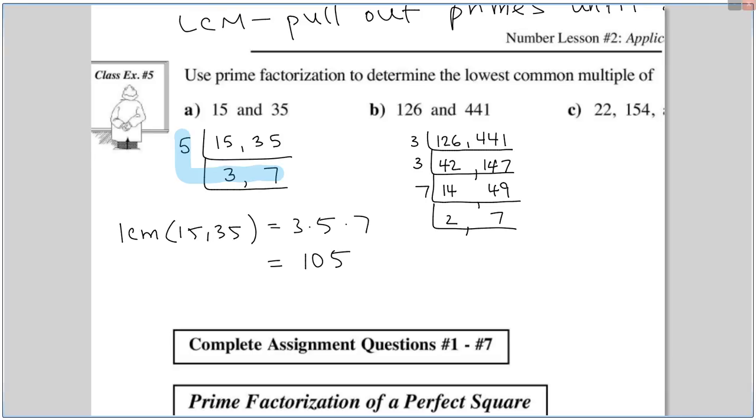Now you make the LCM. So the LCM of 126 and 441 would equal 2 times 3 squared times 7 squared. Whatever that is. What is it? 2646.